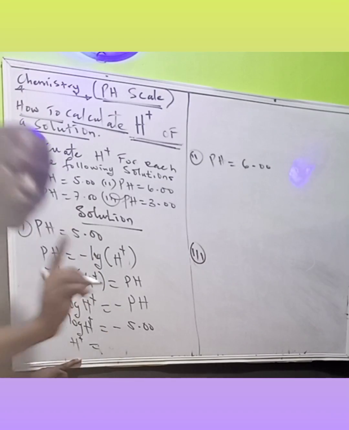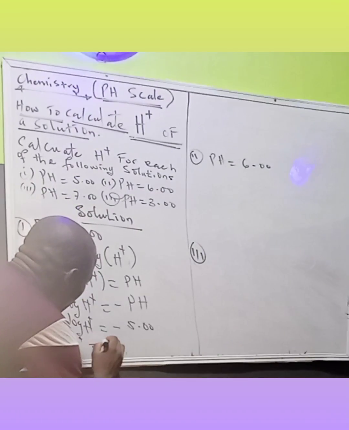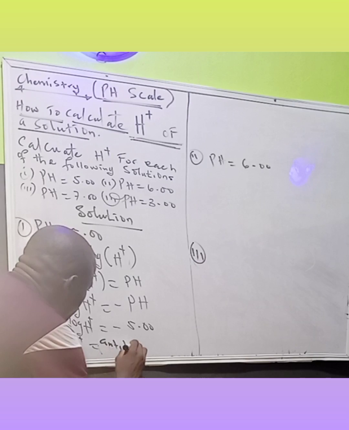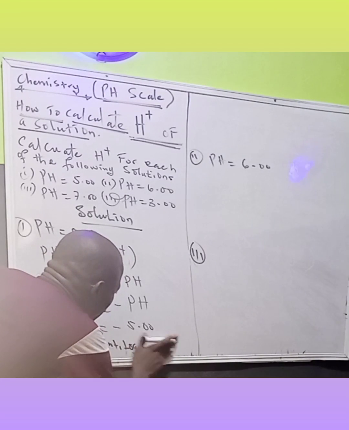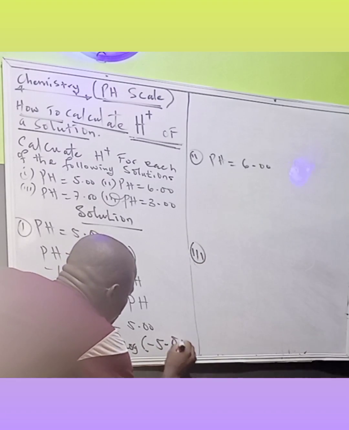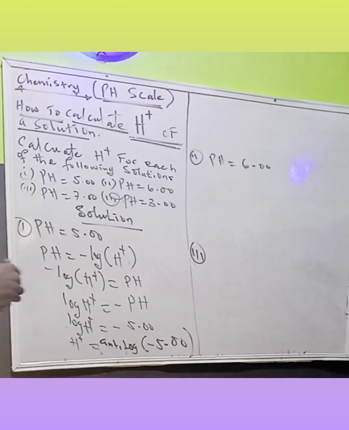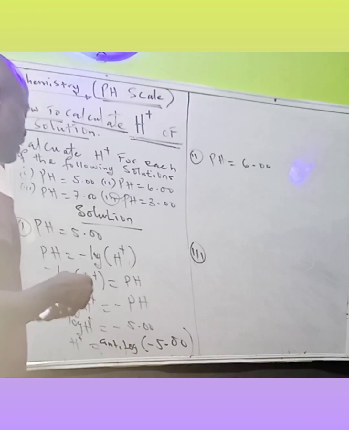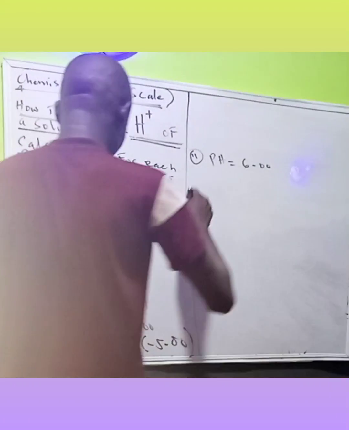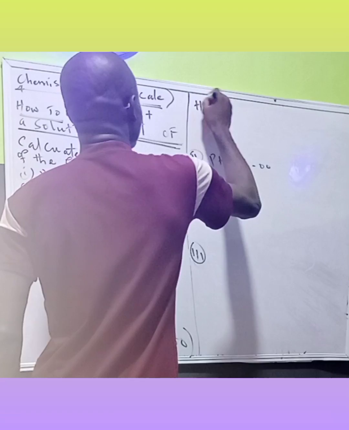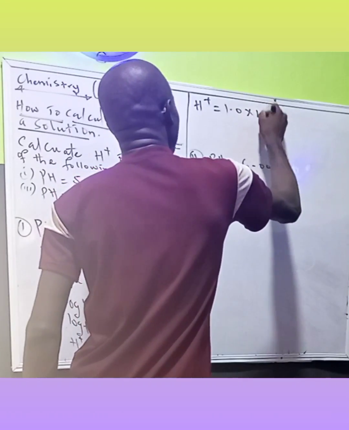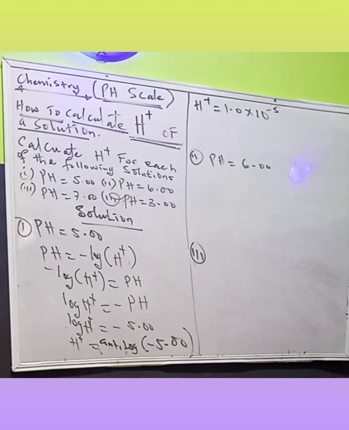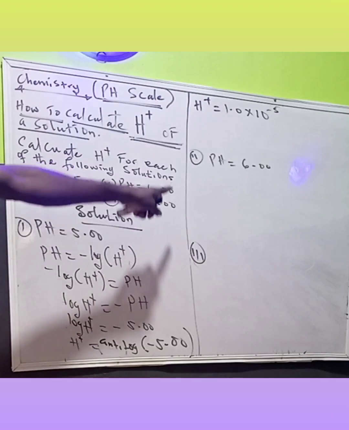This is log. Now to remove the logarithm, you introduce the anti-log. So we are going to have the anti-log of minus 5.00. So what is the anti-log of that expression? The anti-log of minus 5.00 becomes 1.0 times 10 raised to power minus 5. That is how we can solve that question. So that is H positive.